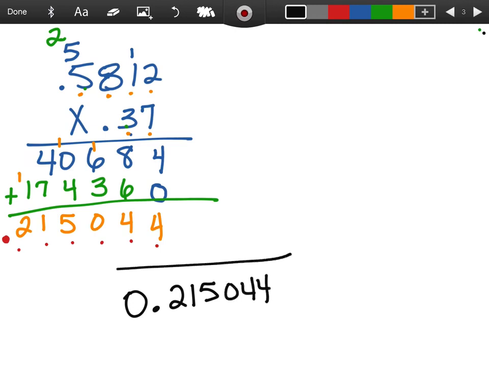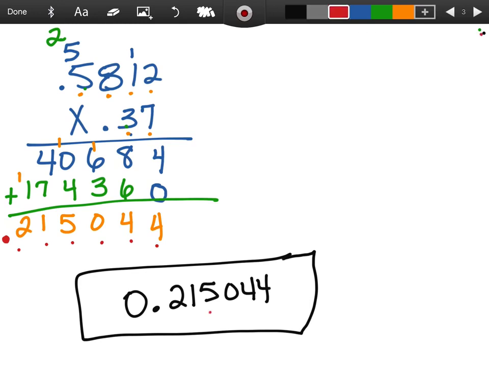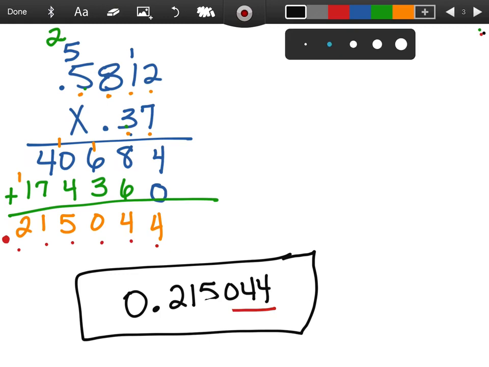Okay, so my answer would be 0.2150444. Now you notice in our last problem we did not write all the numbers at the end because they were zeros. Unfortunately, looking here, you've got a number after the 0 down here on the end. Okay, you've got this 44 down here. And because I have this 44, I have to write it. It's part of the solution, excuse me.